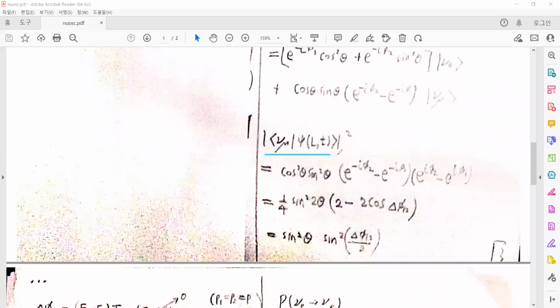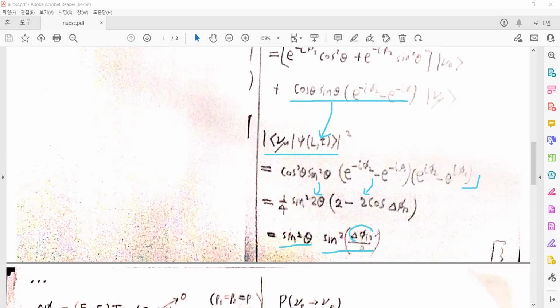So in the case of the second term, if we take the squared magnitude of this coefficient, there is some calculation: cosine theta, sine theta, and exponential of minus i phi 2 minus exponential of minus i phi 1, and its conjugate. And using some trigonometric identities, we can obtain sine squared theta times sine squared of delta phi 12 over 2.